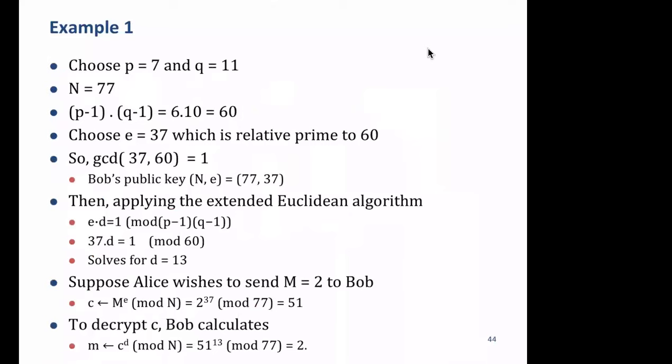Now let's look at one simple example, and again this is not complete, because in order to even do the calculation you need some knowledge of theorems. Let's take P equal to 7 and Q equal to 11. So N becomes 77. P minus 1 is 6 and Q minus 1 is 10, so (P minus 1)(Q minus 1) is 6 times 10, which is 60. Now we have to find E, which is relatively prime to 60.